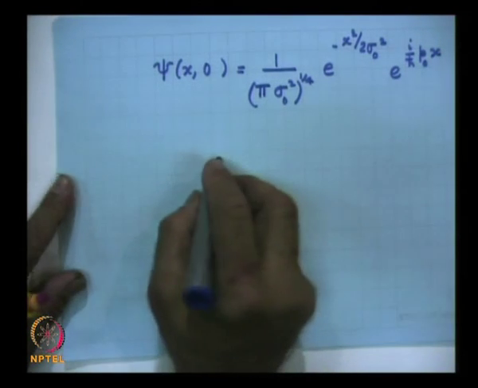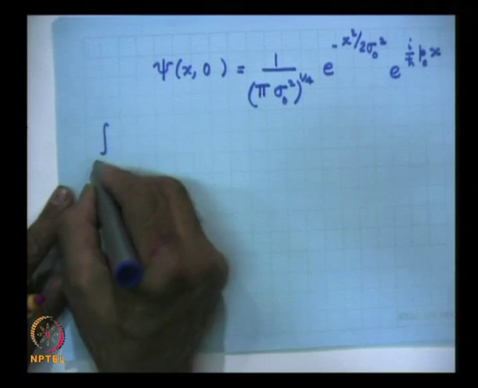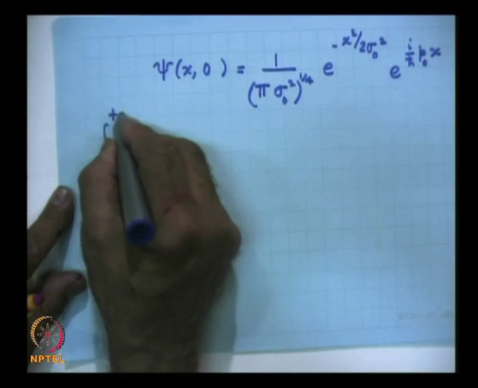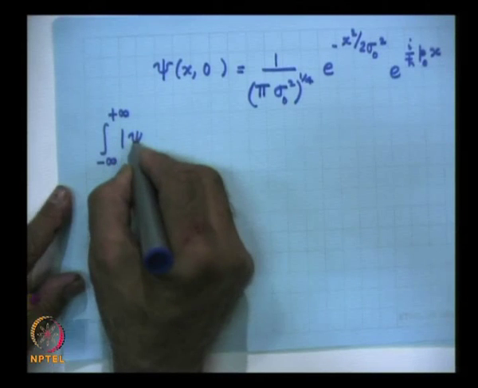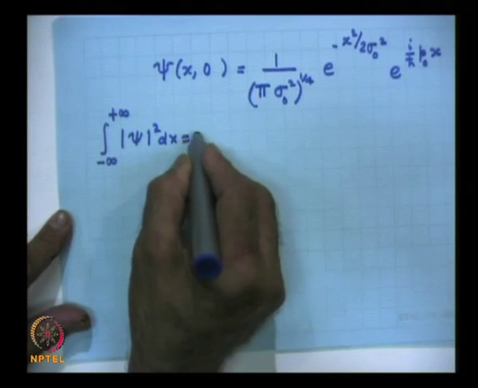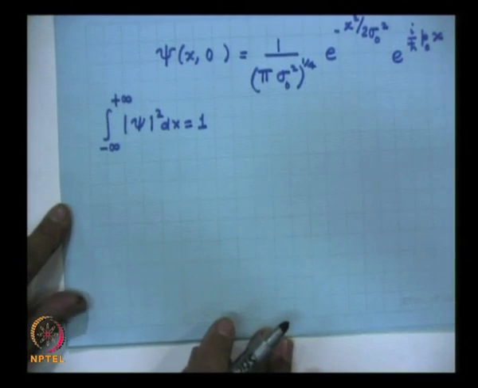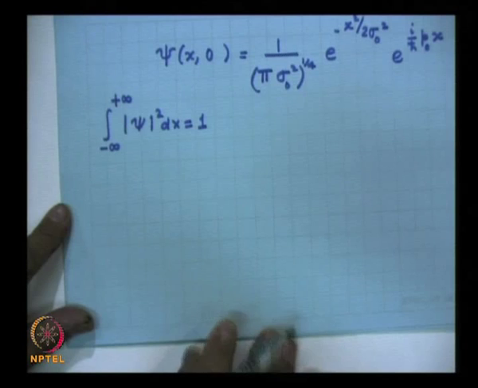If you calculate this, first of all, you can easily show that the integral from minus infinity to plus infinity of mod psi square dx is 1. So, the function is normalized. I have done this quite a few times, I do not want to do it.